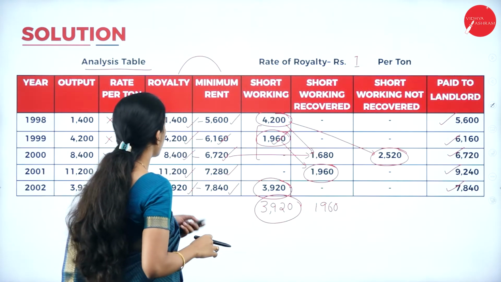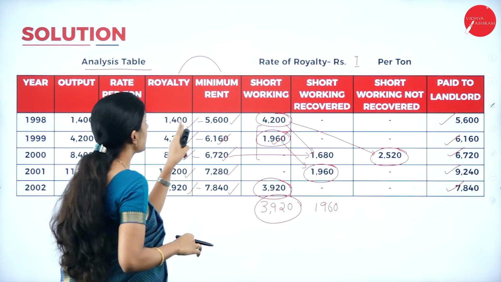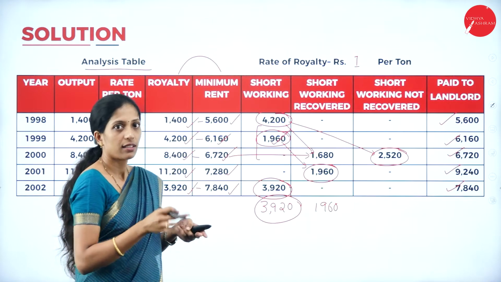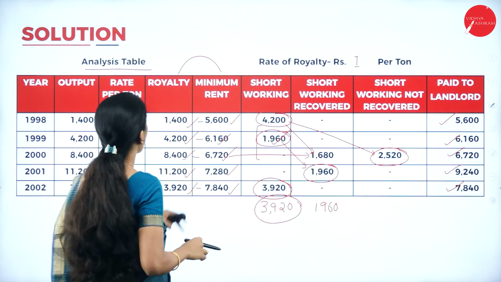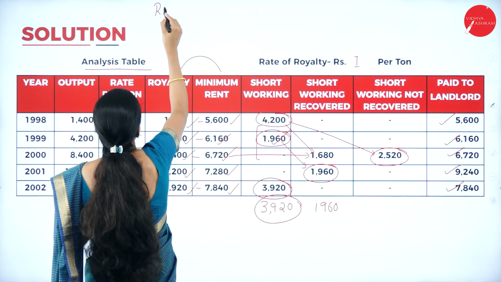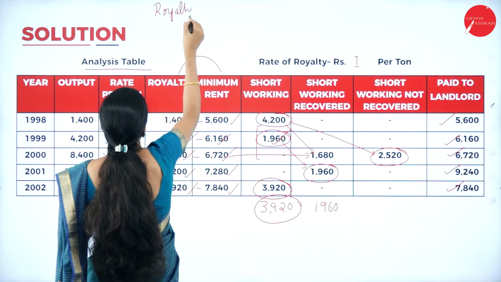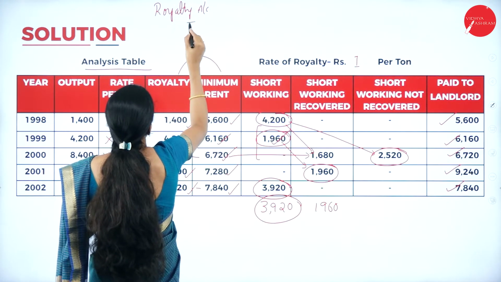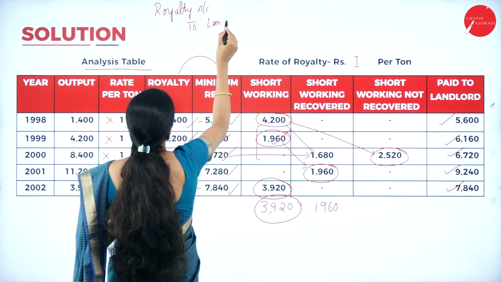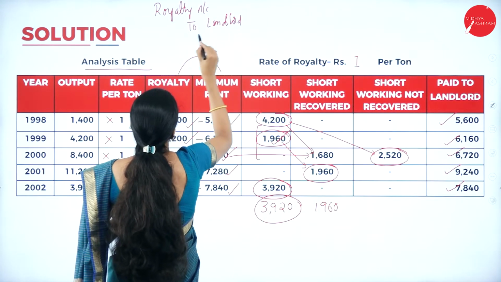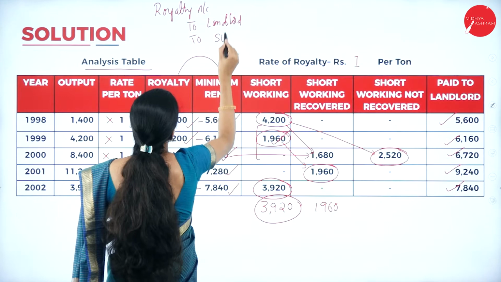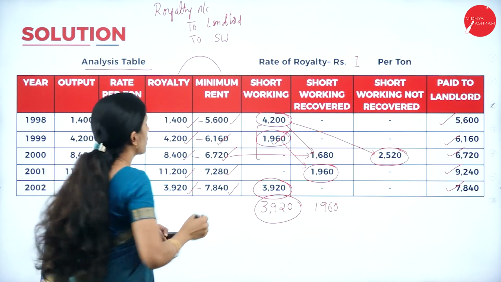Now come to the third situation. So here royalty is greater than minimum rent. Then what is the amount payable? Royalty is payable. So what is the entry? Royalty account debit to landlord. So if any short workings is recovered, then to short workings account. So this will be the first entry.